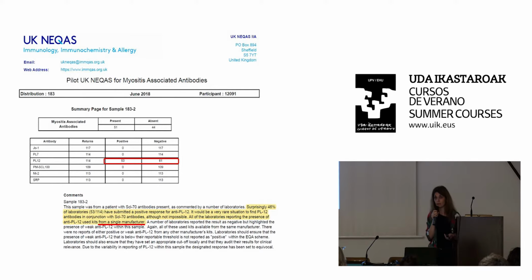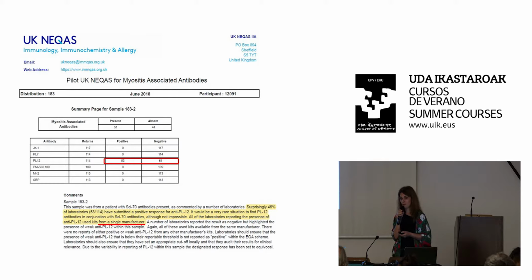So who is wrong, who is right? This serum came from an anti-SL17 positive patient with scleroderma without any myositis. And what is interesting, all the laboratories that stated positive anti-PL12 antibodies used the same manufacturer to detect these antibodies. So maybe there is a bias or something wrong with this manufacturer. We don't know.